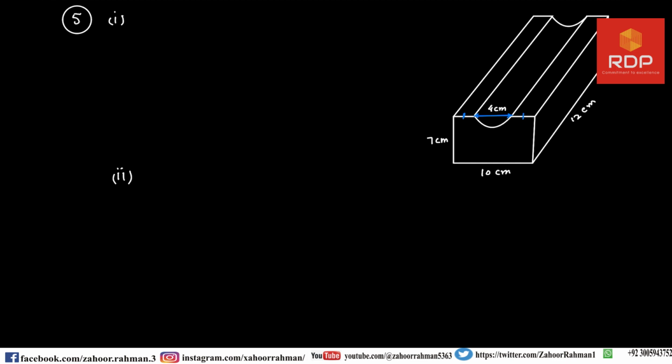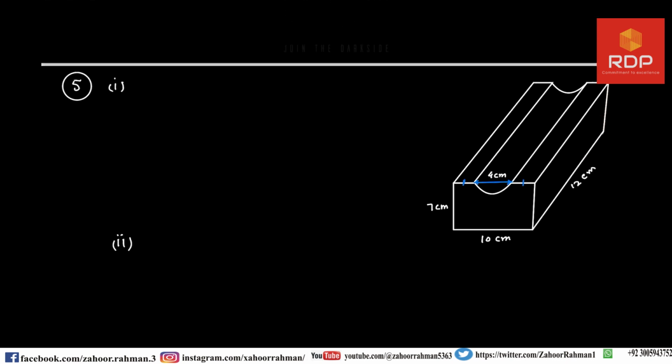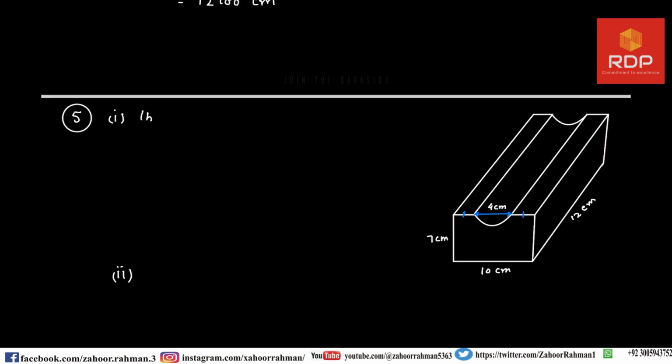The figure shows a solid cuboid of dimensions 12 centimeter by 10 centimeter by 7 centimeter with a half cylinder of diameter 4 centimeter horizontally carved out of it. So we have to subtract that area. First of all, we have to find the volume of the solid.